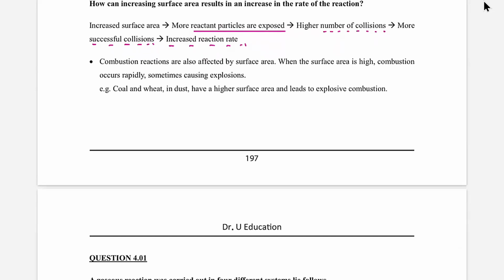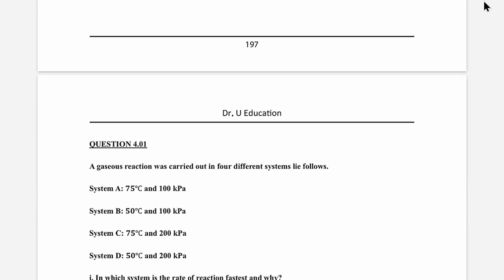Okay. Read this one. Some extra knowledge here. Combustion reactions are also affected by surface area. When the surface area is high, combustion occurs rapidly, sometimes causing explosions. Coal and wheat dust have a higher surface area and lead to explosive combustion. Okay, so surface area is that.